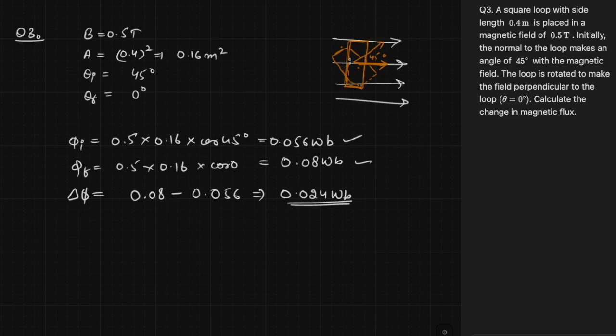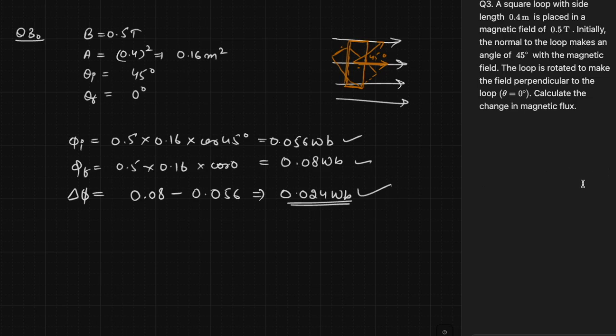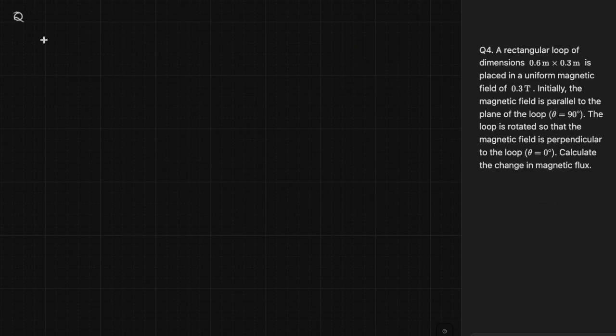So at 45 degree, it was some value, but when we make it 0 degree, area vector at 0 degree, more flux will cross, this much will increase. So this is the third question answer. And let's see the fourth question now. Let's do question number 4.